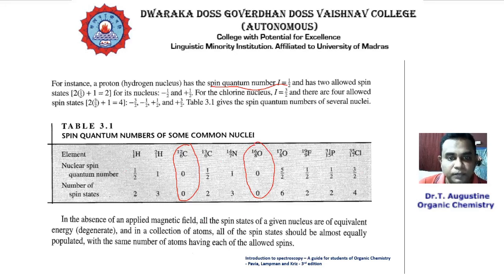Now, in the absence of an applied magnetic field, all the spin states of a given nucleus are of equivalent energy. In other words, they are degenerate. And in a collection of atoms, all of the spin states should be almost equally populated, with the same number of atoms having each of the allowed spins.